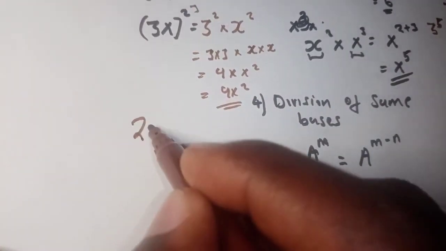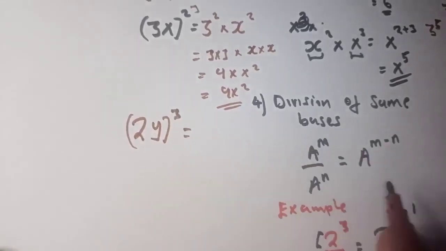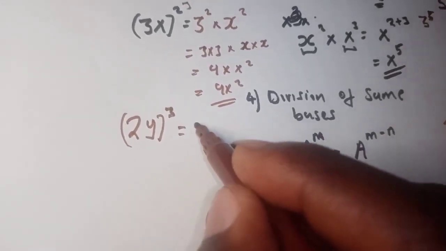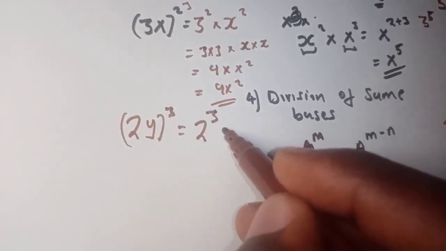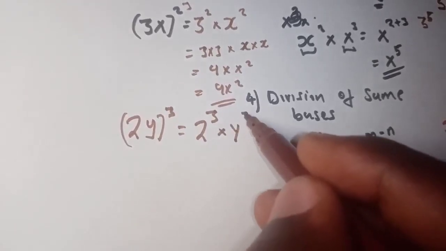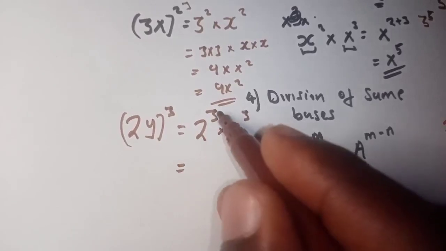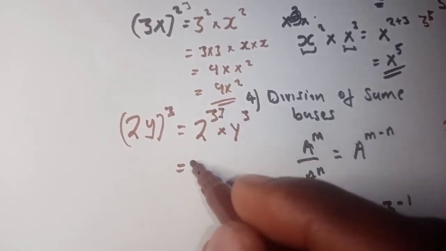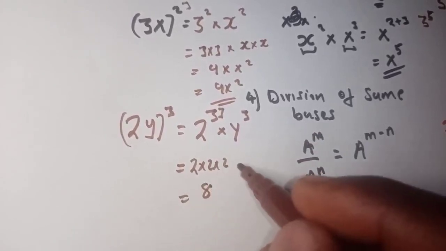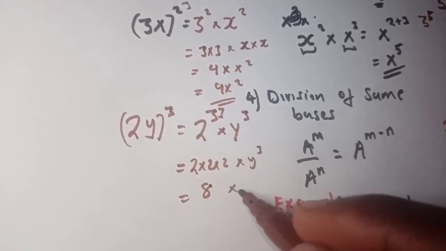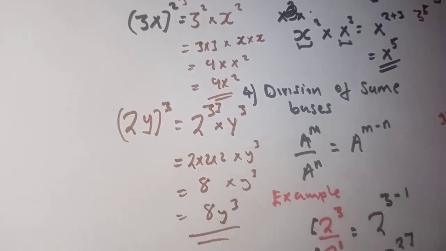So you've been given 2y raised to the power 3. How would this be? This will simply be 2 to the power 3, multiplied by y to the power 3, since the power applies to both numbers. You can simplify this. 2 to the power 3, this 3 tells you to multiply 2 three times. You get 8, then y to the power 3. So 8y to the power 3. And this one will end just here.